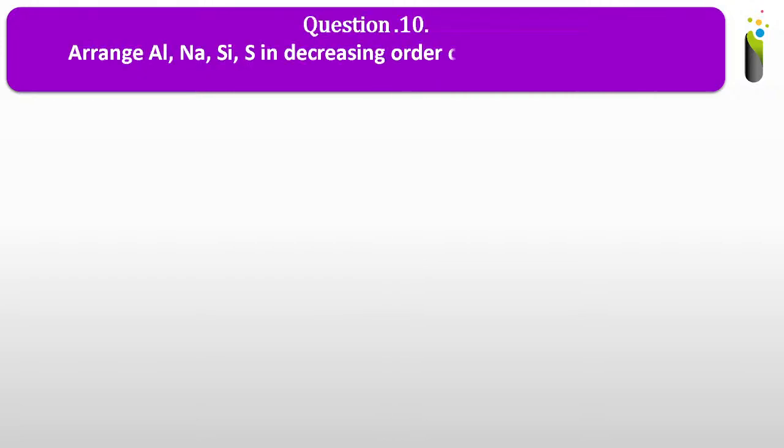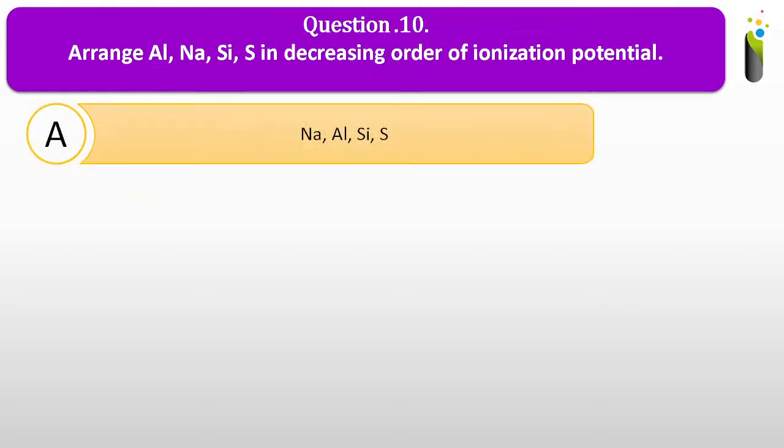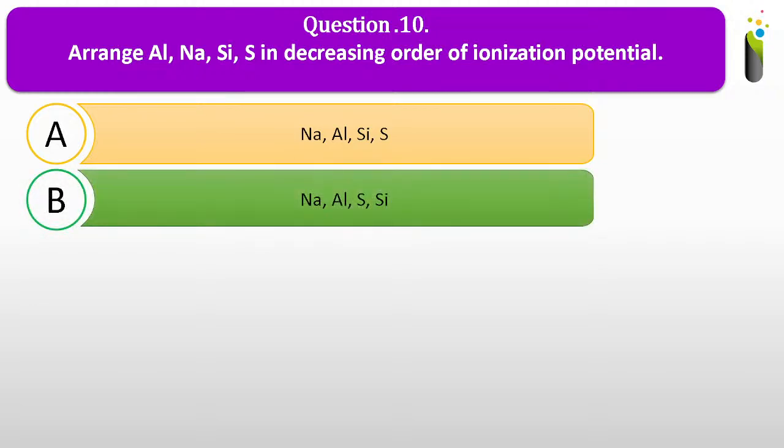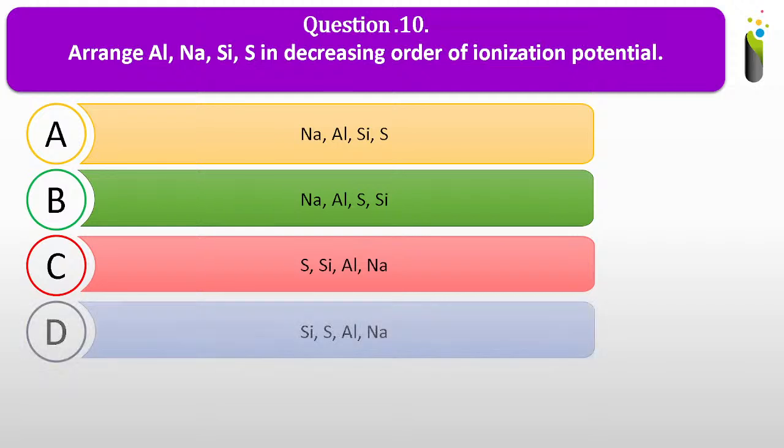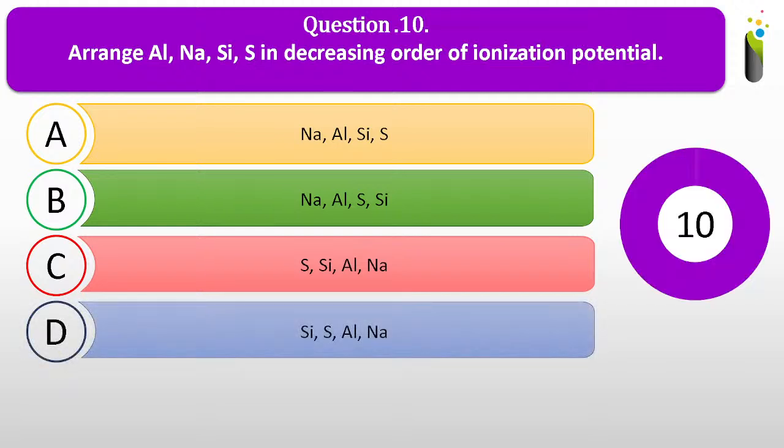Arrange aluminium, sodium, silicon, sulfur in decreasing order of ionization potential. A. Sodium, aluminium, silicon, sulfur. B. Sodium, aluminium, sulfur, silicon. C. Sulfur, silicon, aluminium, sodium. D. Silicon, sulfur, aluminium, sodium.